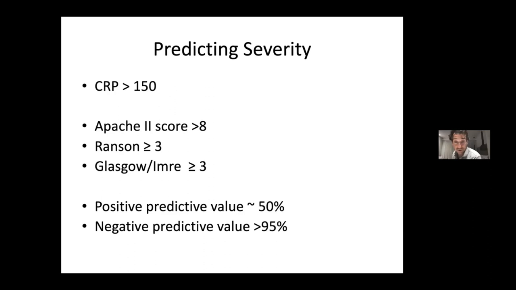The negative predictive value is quite high. So if you've got a low score, then you're likely to have a mild pancreatitis. But if you have a very high score, it can still be a mild pancreatitis. But it gives you a little bit of guidance when you see a patient in ED and go through one of these scores and add up these things, you can predict if he's going one way or another way. But you need to keep reassessing these patients, especially in the first 24 to 48 hours of their presentation.